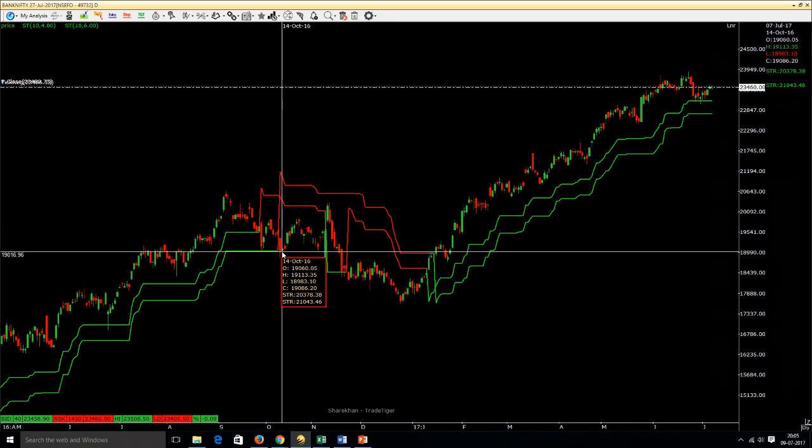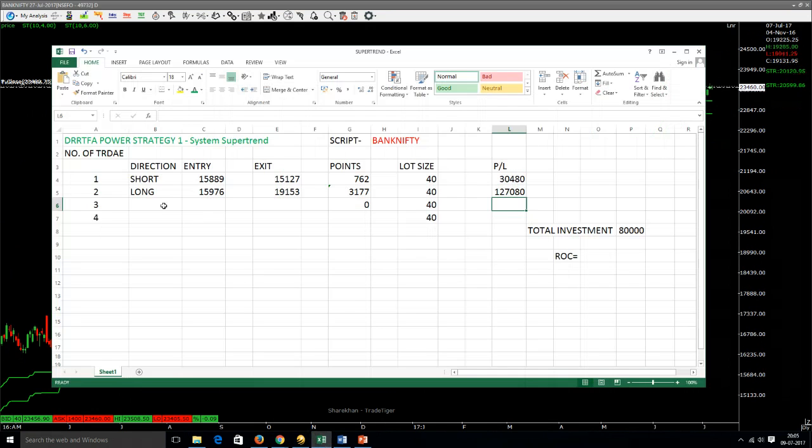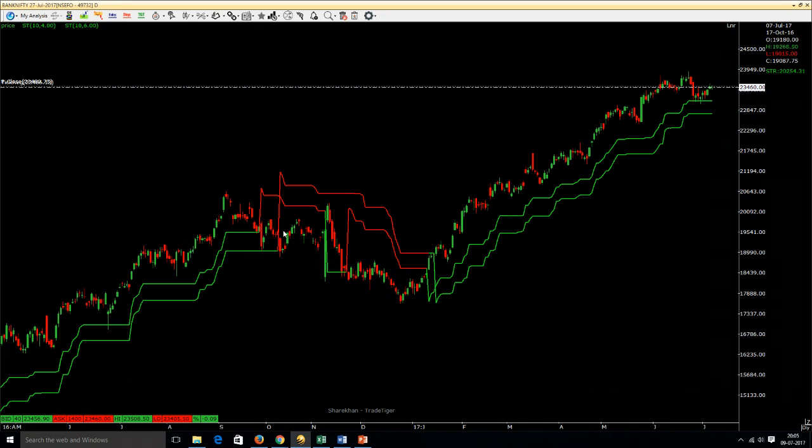The closing price was 19,016, where both the Supertrends are up to our closing price. So we go again and write 19,016, and here our direction is short because both the Supertrends are up the closing price, and we remain short.